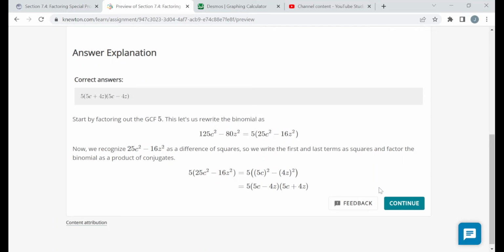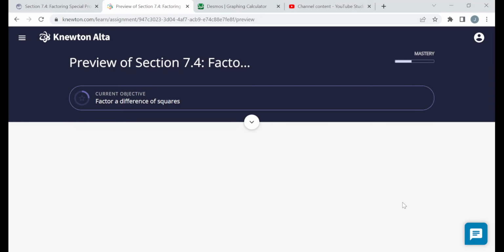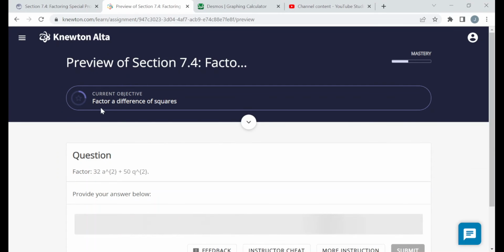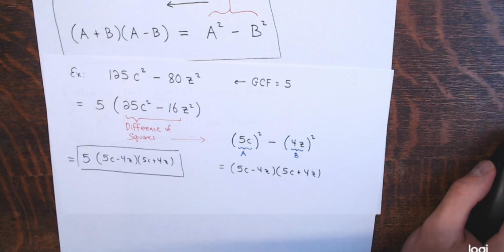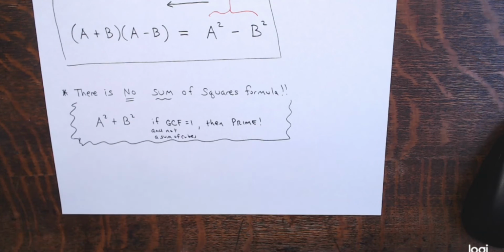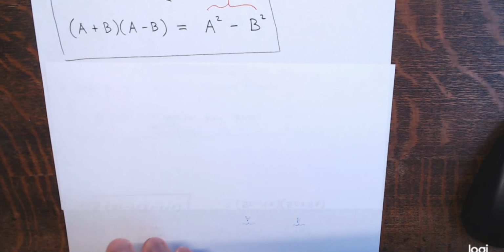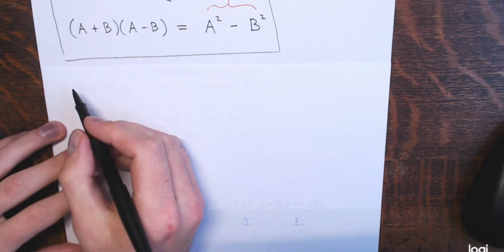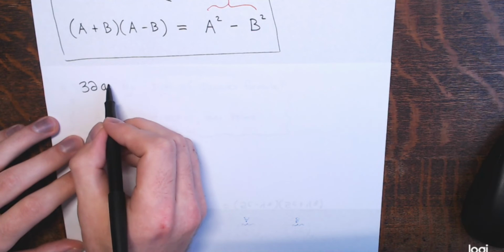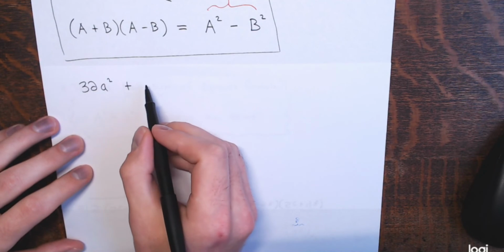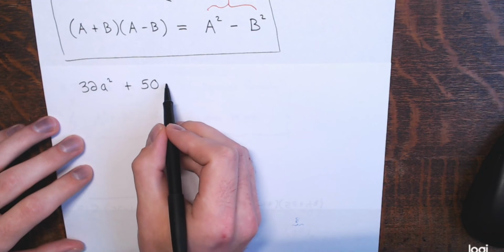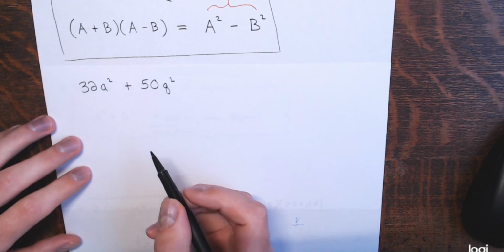Alright, so now we've seen all the formulas. Sum of cubes, difference of squares. No sum of squares. Be aware of that. And then you have those perfect square trinomials as well. Alright, so here another difference of squares thing where once again I'm going to have to pull out a greatest common factor first. So let me do this one more time here with the formula up. So we're given 32a squared plus 50q squared. And look, this is a sum.